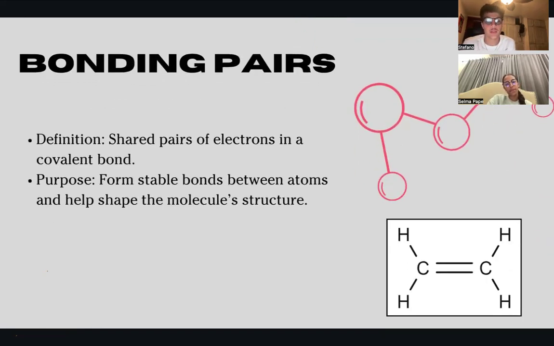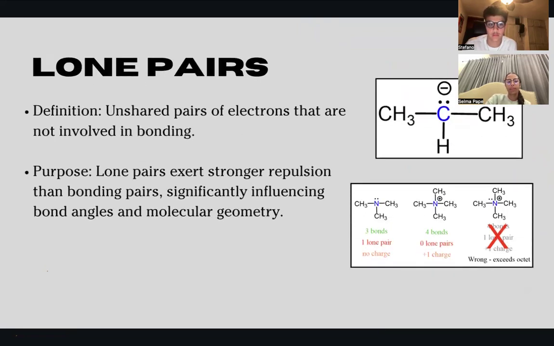Bonding pairs. Bonding pairs are shared pairs of electrons in a covalent bond. They form stable bonds between atoms and help shape the molecule structure. Lone pairs. Lone pairs are unshared pairs of electrons that are not involved in bonding. The purpose: lone pairs exert stronger repulsion than bonding pairs, significantly influencing bond angles and molecule geometry.